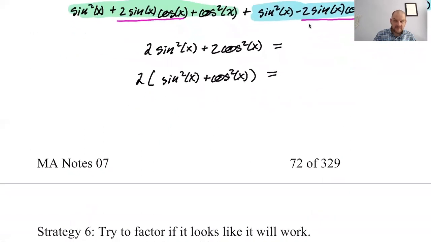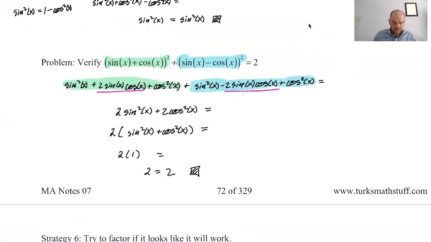Equals, then I know that sine squared plus cosine squared equals 1. That's going to be 2 times 1, which is 2, which equals 2, which was our goal. And we have done it. And we never cross the equal sign. So you're never going to cross an equal sign. That's not a strategy, that's a rule.